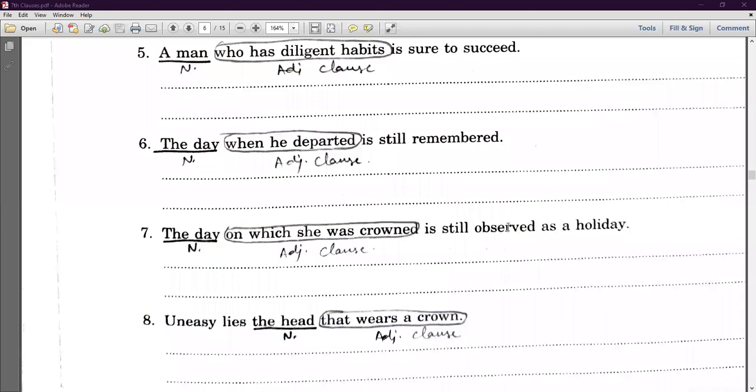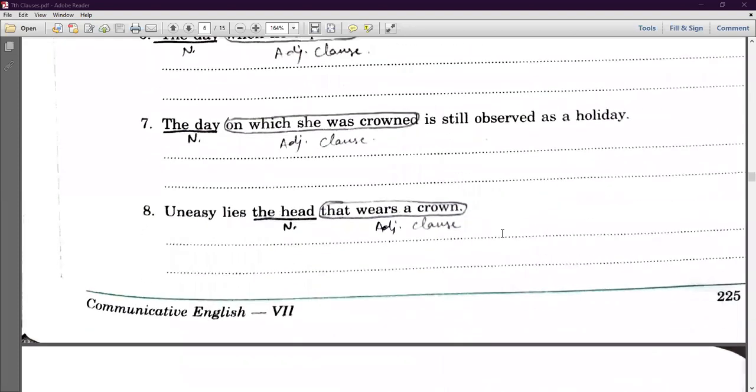The day on which he was crowned is still observed as a holiday. The day is the noun, and "on which he was crowned" is the adjective clause. Uneasy lies the head that wears a crown. The head is the noun, and the adjective clause is "that wears a crown".